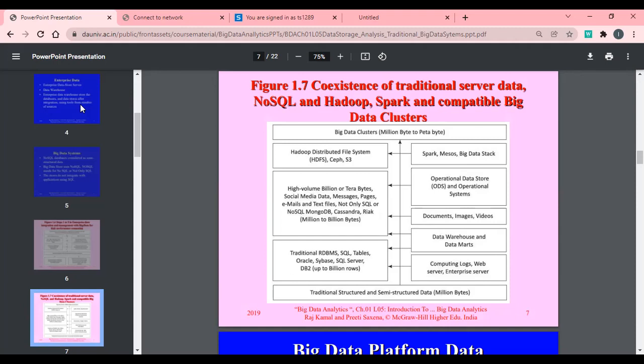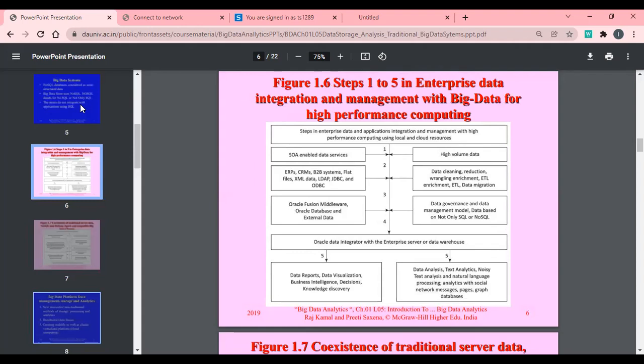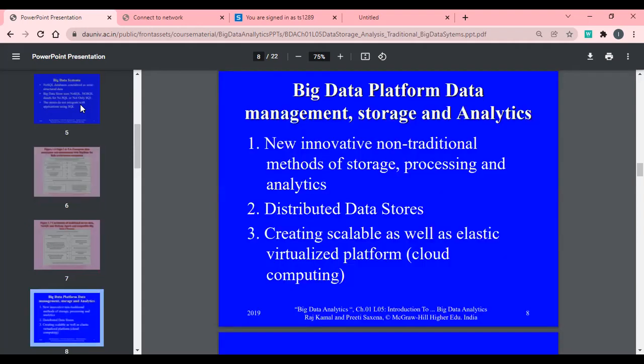Data are stored for high volume, billions and terabytes, from social media, text messages, emails, and text files. MySQL servers are used for this data. We are using the Hadoop distributed file system and enterprise. This diagram shows enterprise data integration management systems being used for big data analytics.